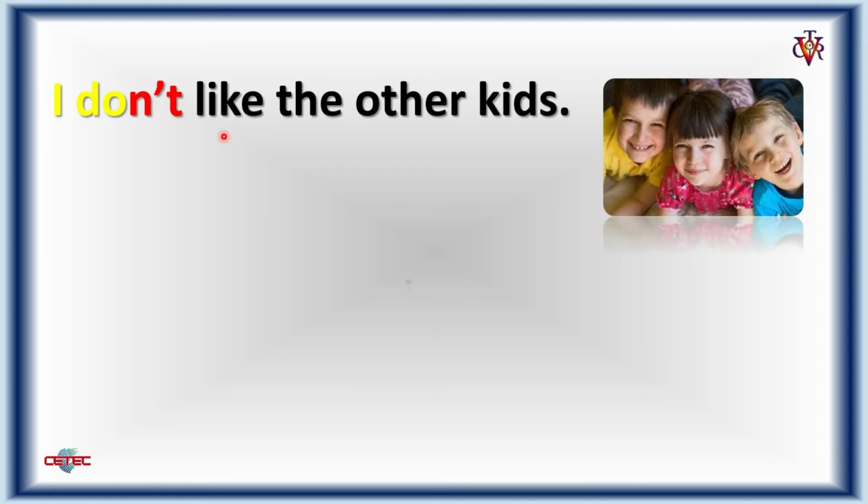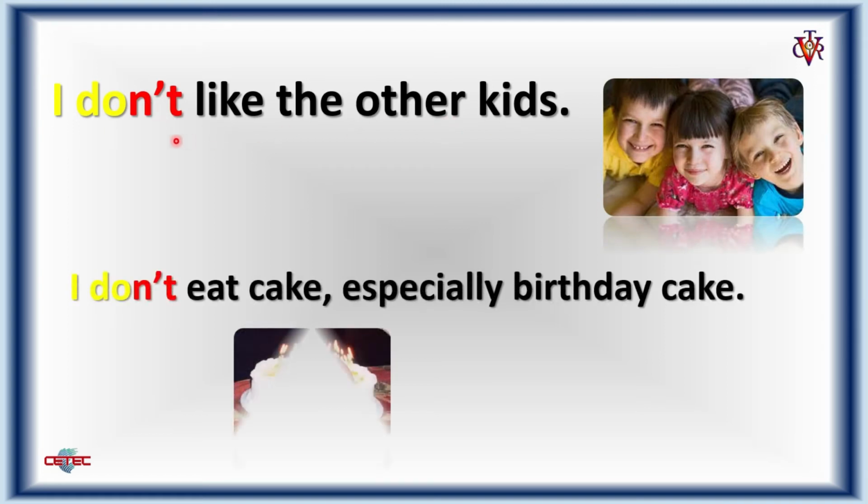I don't like the other kids. So here it's the subject I and don't. The verb is in simple present, and that's the complement. I don't eat cake, especially birthday cake. Here the person is mentioned, and it's in negative. Don't forget, if you use I, it's when you're talking about yourself. Here the verb is eat, and cake, especially birthday cake, is all the complement.